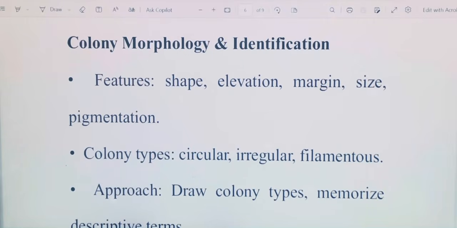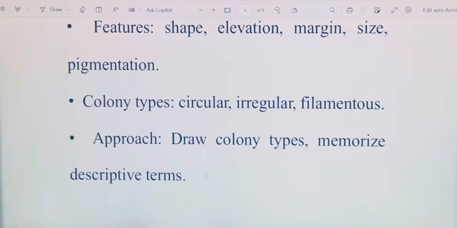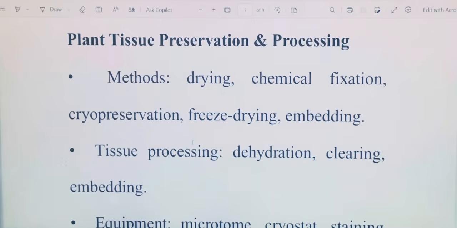Okay, so check the difference between these. Then the best approach to this is to draw the colony types and memorize the descriptive terms. Okay, the descriptive terms, that is of course the terms that are used in describing the circular, the irregular, and the filamentous colonies. All right, then the next aspect of it is plant tissue preservation and processing.